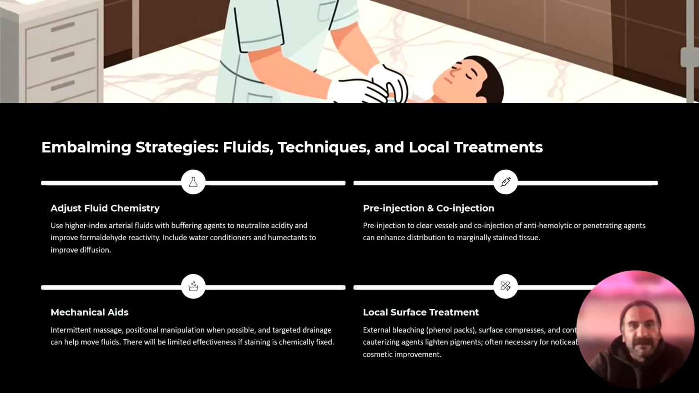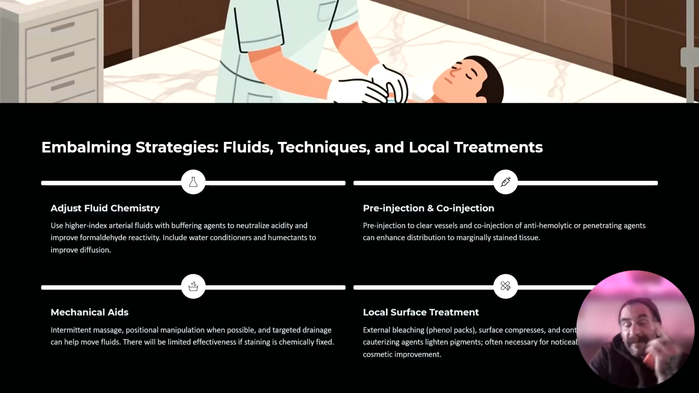All right, strategies. Once the staining is present, adjusting the chemistry of the fluid that you're going to inject becomes essential. We've got to use higher index fluids to overcome the acidic tissue conditions. Buffers can be used to help neutralize that environment. Pre-injection chemicals can be used for clearing out the vascular system before the main injection, and co-injection agents help improve penetration into these tissues. None of these are magic fixes by any means. They just improve your results.